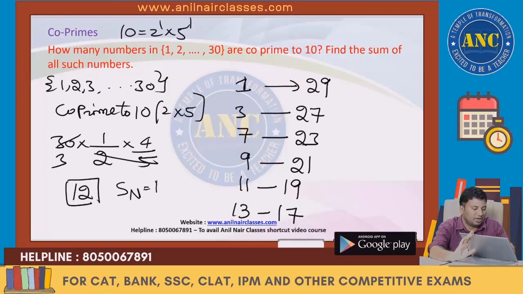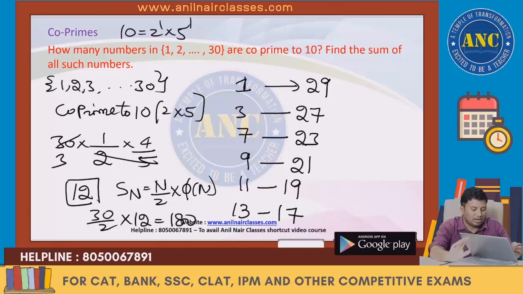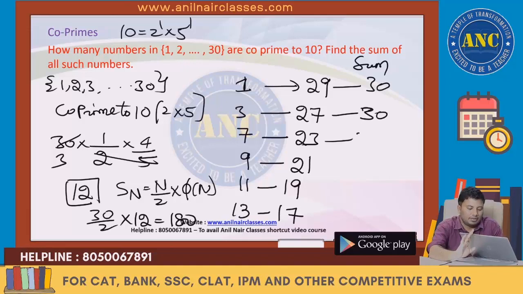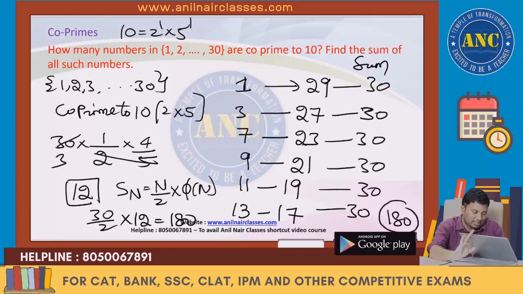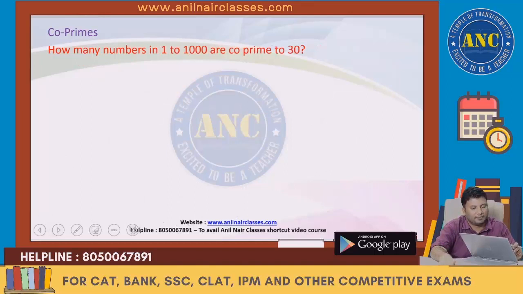So what will be the answer? The sum of the numbers will be n by 2 into phi of n, which is 30 by 2 into 12. So the answer is 180. Why is it 180? Each pair sums to 30, and there are 6 such pairs, so 30 into 6. The answer is nothing but 180. I hope the idea is clear.